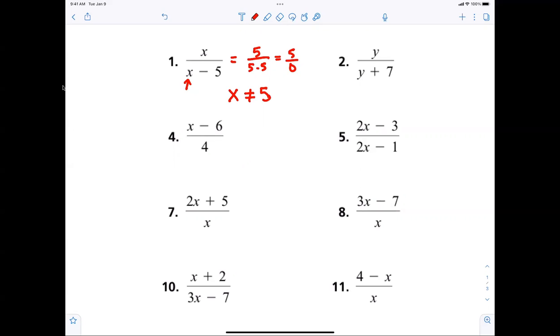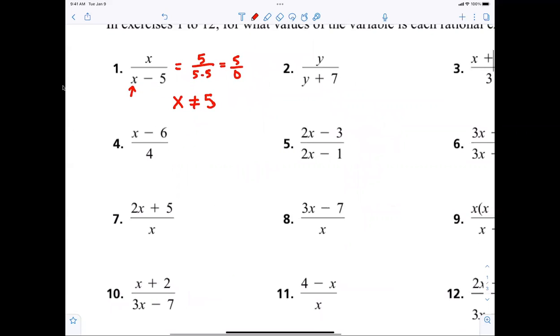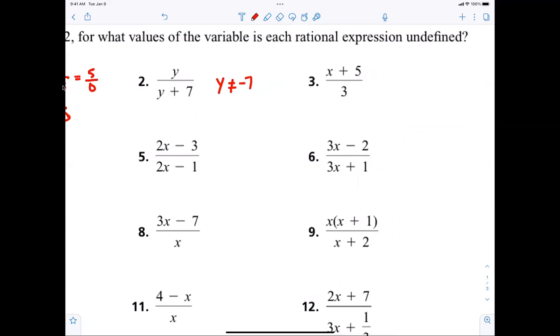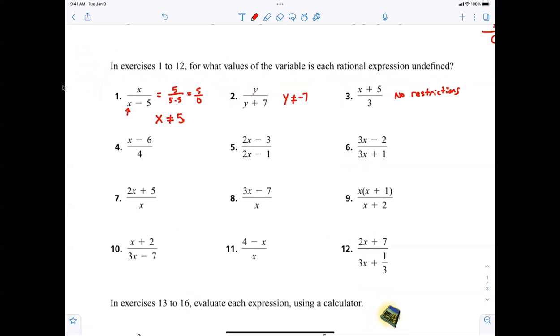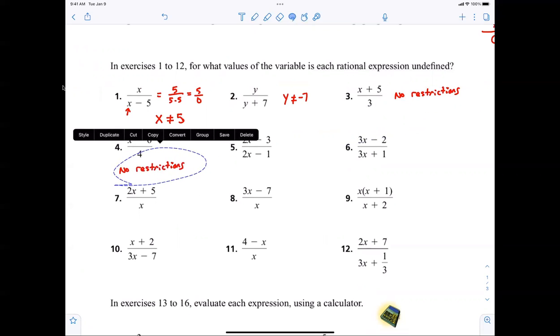If we're looking at number 2, y can be anything except, y cannot equal -7. Perfect. Now if you look at number 3, is there a restriction? No. There's no restriction because there are no variables in the denominator. So here we say there are no restrictions. And if you look at number 4, you could say the same thing. There are no restrictions.